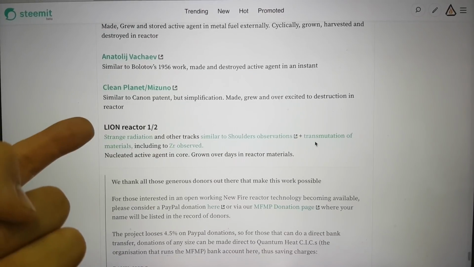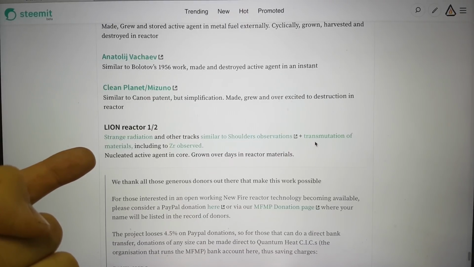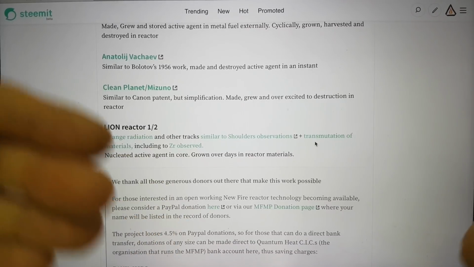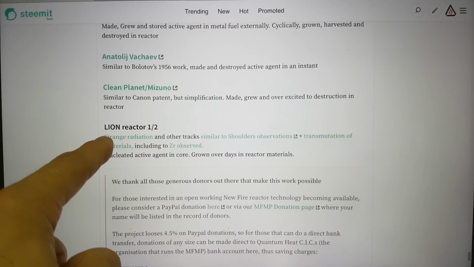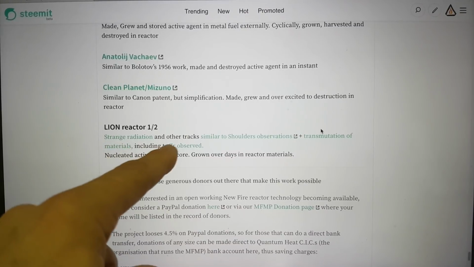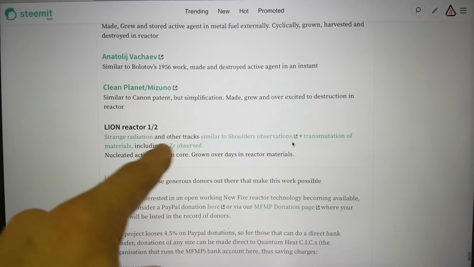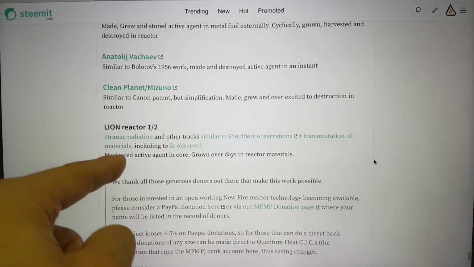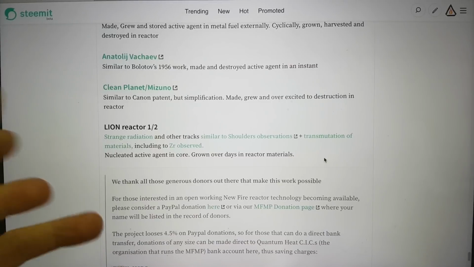The Lion reactor, if I'm saying that the Echo reactor is a softer version of LeClair, and LeClair is a softer version of Adamenko, the Lion reactor is another step down in terms of how soft it is. But there's no doubt it has the strange radiation, it has similar tracks to Shoulders' observations, and transmutation of materials, including this zirconium, as we've mentioned before in previous presentations as well. The active agent is nucleated in the core and grown over days in other reactor materials, as well as potentially in the core.